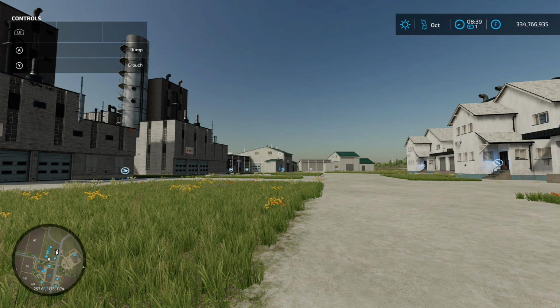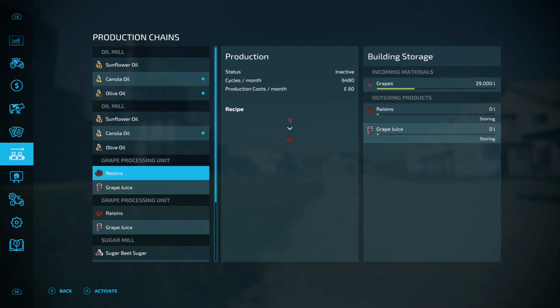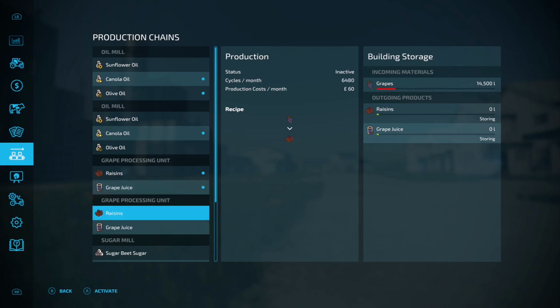Right, so we've got all the various processing units filled up with the product, so we'll go into the production chains menu and we'll get everything started off. So the first oil mill, we've got canola and olives, so we're going to start both of them up, and then on the second one we've just got canola, so we'll see if both come out at the same time. And then in the grape processing unit, we've got two loads gone into the first one, so we'll start raisins and grape juice on that one, and then we'll just start raisins on the second one.